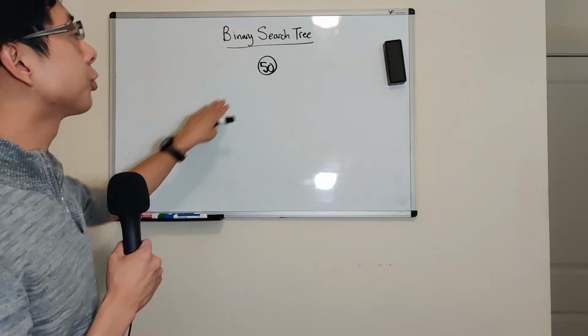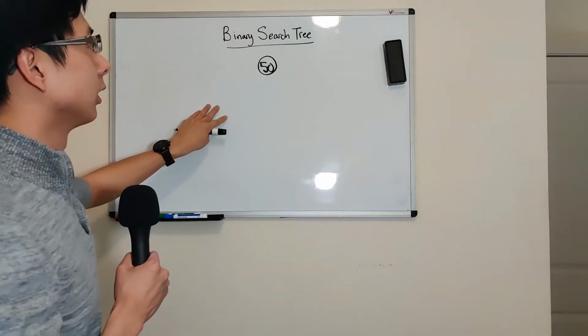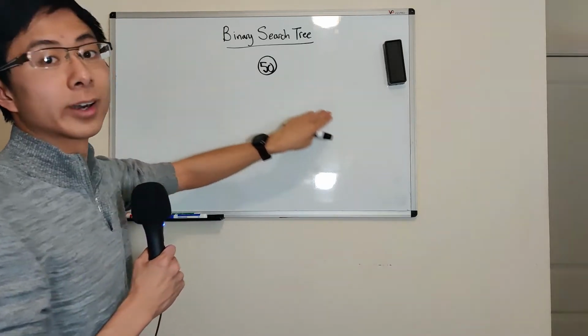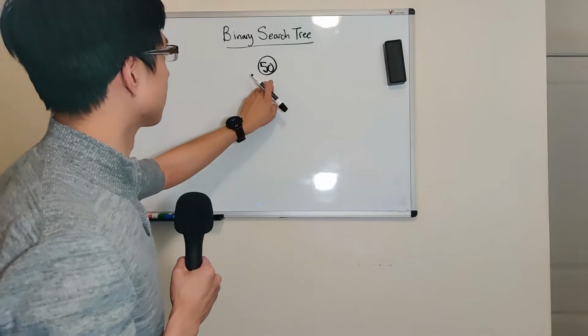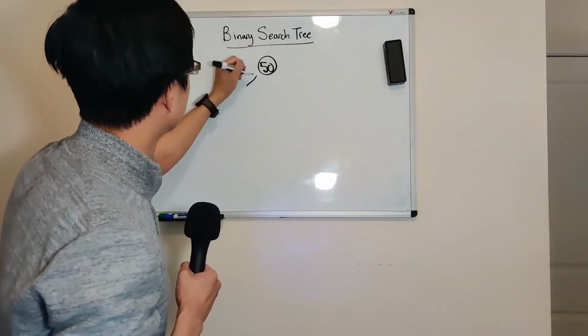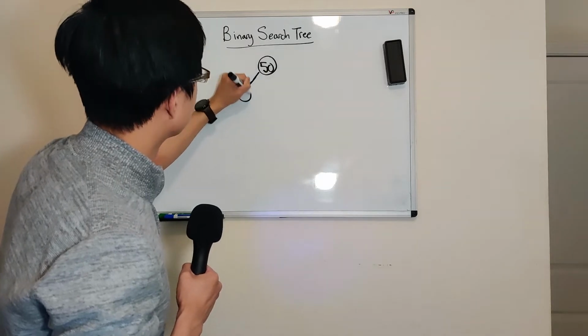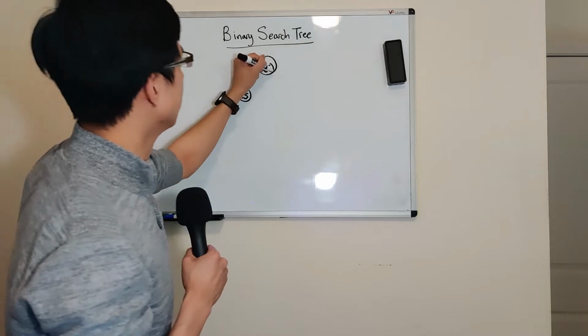Now, the rule for a binary search tree is that all nodes less than this node should go to the left, and all nodes greater than this node should go to the right. So if I wanted to add, say, 25 to this, I would compare it to this root node, and I would say, well, 25 is less than 50, so I'll put it in the left. And then the left tree is empty, so we'll just create a node right there. Now if I want to add 75, for example, it would go to the right of the 50.